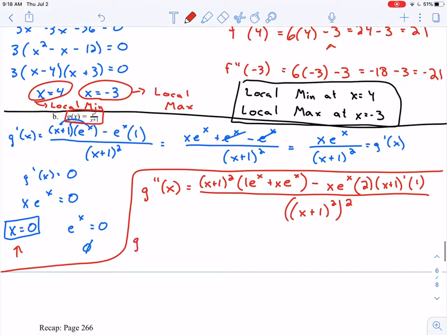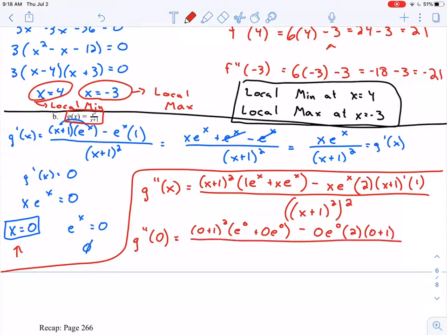I'm going to take g double prime of 0. This is really 0 plus 1 squared times e to the 0 plus 0 times e to the 0 minus 0 times e to the 0 times 2 times 0 plus 1 times 1 is just 1, so that part doesn't really matter all that much. If I have a squared, this is the one part I will simplify just so that it's a little bit easier. 0 plus 1 to the 4th power.